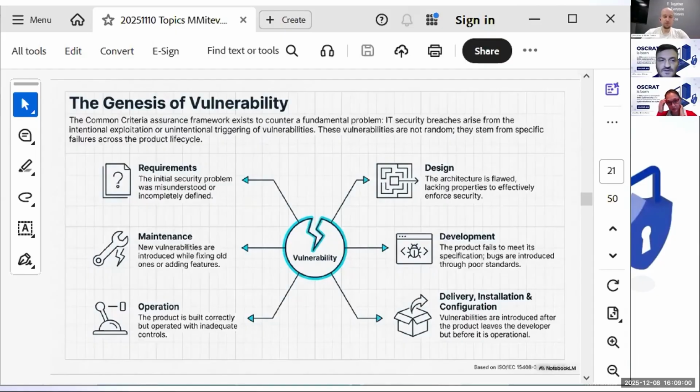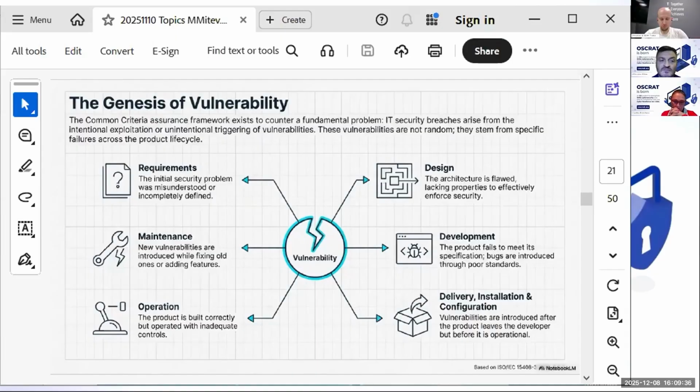Yeah, thank you, Christian. The genesis of vulnerability is the next slide. This slide explains where vulnerabilities come from. According to the graphic, weaknesses can appear at many stages: requirements, design, development, delivery, operation, and maintenance. The important idea is that vulnerabilities do not appear by accident. They appear when a process is unclear or incomplete.